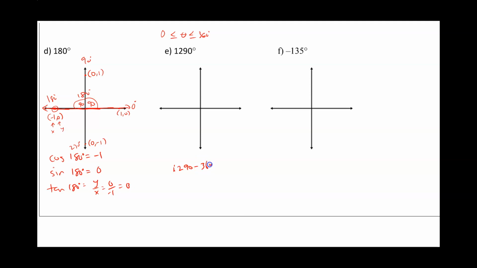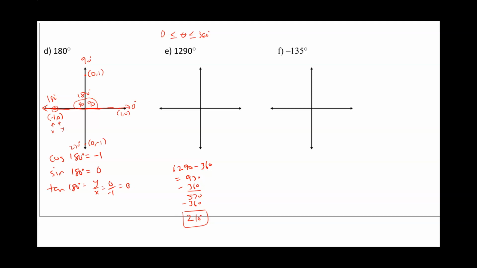Okay, so let's take 1290 and subtract 360 from that. So 1290 minus 360, that's going to be 930. But we got to be between 0 and 360. So let's subtract 360 again. And if we do that, this will give you 570. Okay, let's subtract 360 again. And this will give you 210. Now 210 is between 0 and 360, so we're done. 210 is going to be a coterminal angle with 1290 degrees.